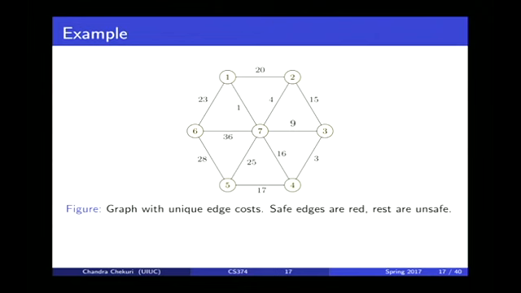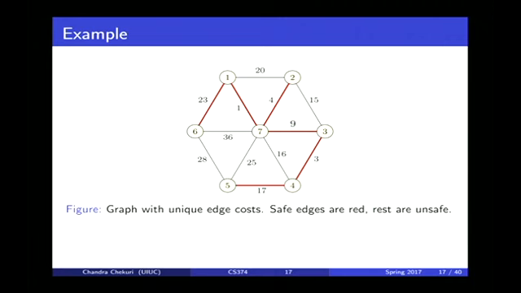All right, so my claim is that all these red edges are safe. You already saw why: 1 is safe, 4 is safe. Why is 23 safe? It's the cheapest edge around 6, right? But the more interesting case is 9, because the reason why 9 is safe is because of this cut. If you look at 1, 3, 6, 7, 2, this set of vertices, 9 is the cheapest edge leaving that cut.